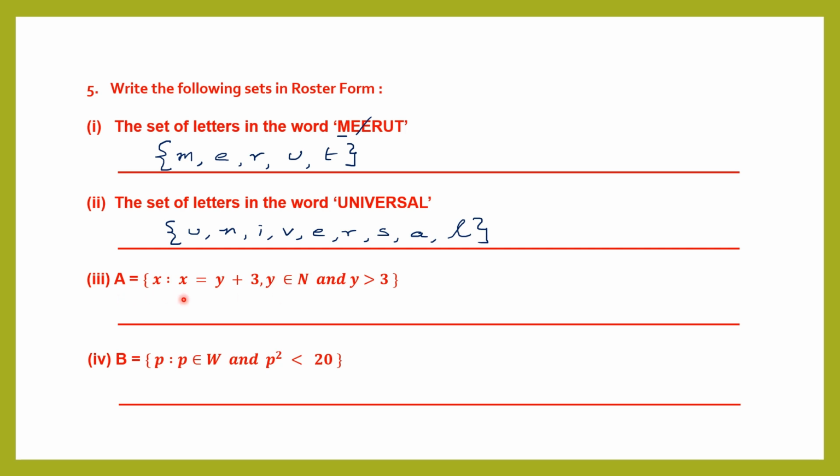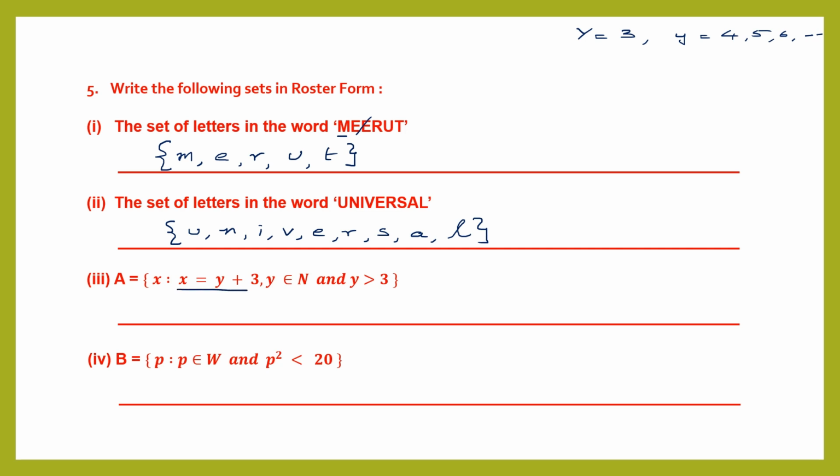The elements in the set A will be x such that x is equal to y plus 3, x belongs to natural numbers and y is greater than 3. So what is x? All the elements of the set, and they are all y plus 3. And remember, y is greater than 3. So let's solve that. So y is greater than 3. That means what are all the elements of y? It can be 4, 5, 6 and so on, isn't it? So these are the elements of y.